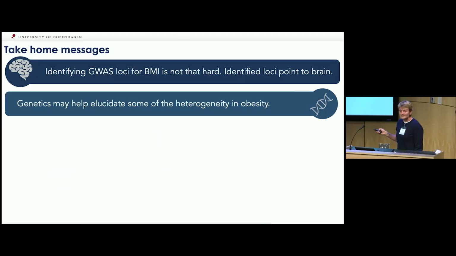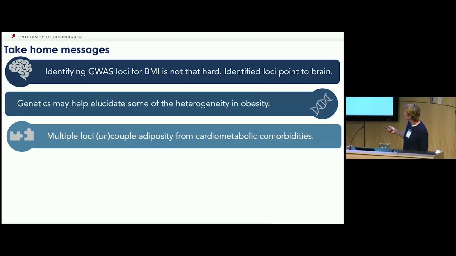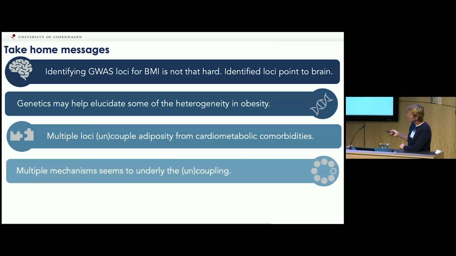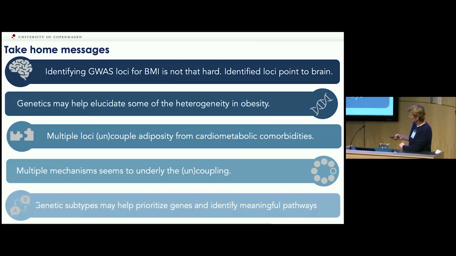Just to say, identifying variants is not hard, but genetics may help elucidate the heterogeneity within obesity or any complex trait. We see multiple loci that uncouple adiposity from its comorbidities. Multiple mechanisms seem to be underlying, and by combining this better description of the phenotype with the variant to function translation, I think we may expedite the actual variant to biology observations.